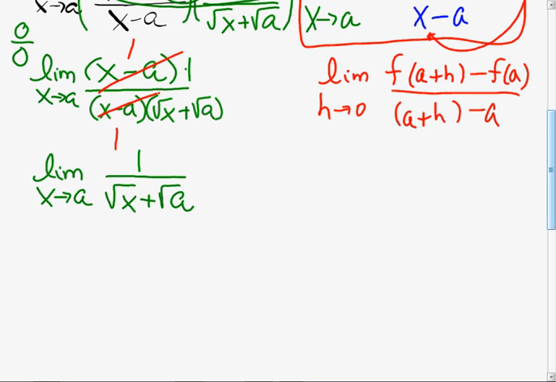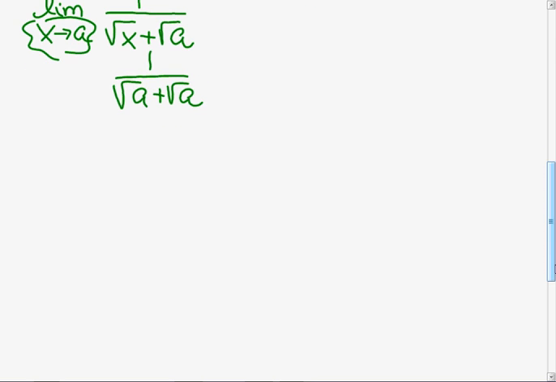Now, what are you going to put in for x? No. You're going to put in a, right? So it's 1 over the square root of a plus the square root of a. That is a fine answer. Nothing wrong with it. I can simplify it, but I want to make sure I'm going to do it right. So it's 1 over 2 times the square root of a. But both are correct. You will get full points with the first answer without simplifying.